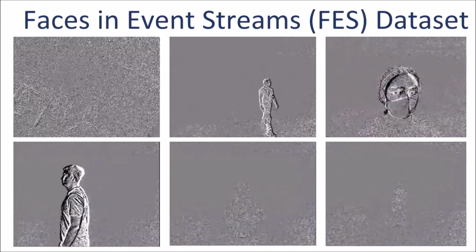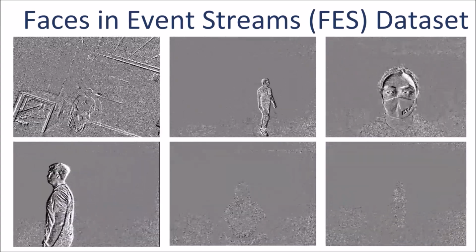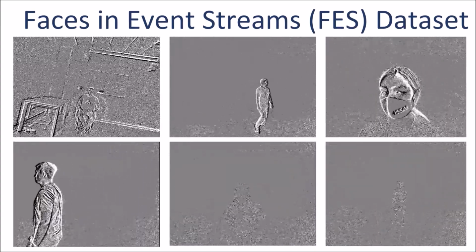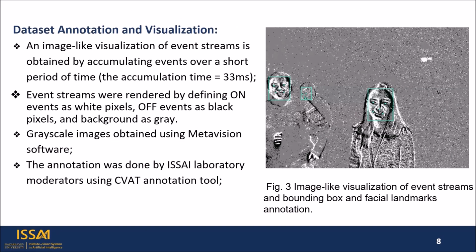Here in the slide, we can see the Faces in Event Streams dataset video examples. As we can see in the slide, here is the provided information about the dataset annotation and visualization. For the annotation, an image-like visualization of event streams is obtained by accumulating events over short periods of time. The accumulation time is equal to 33 milliseconds.